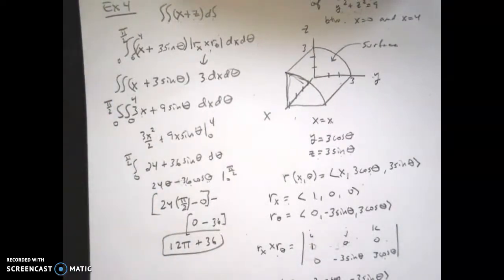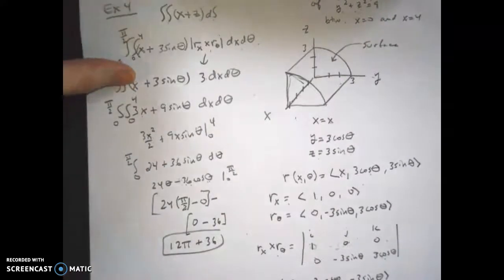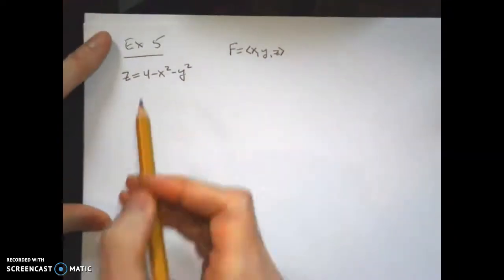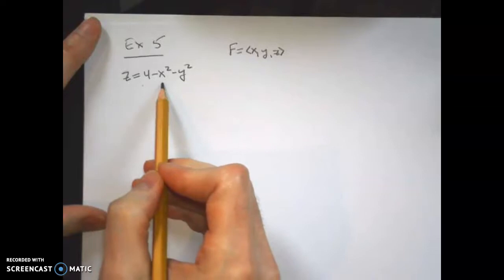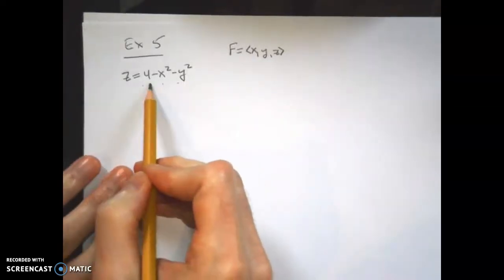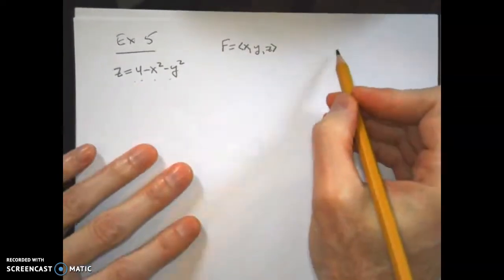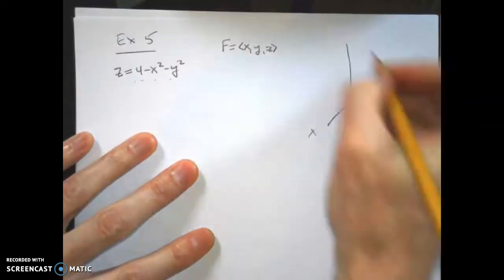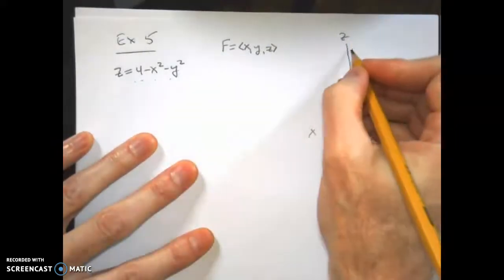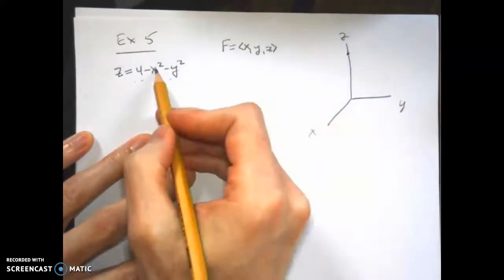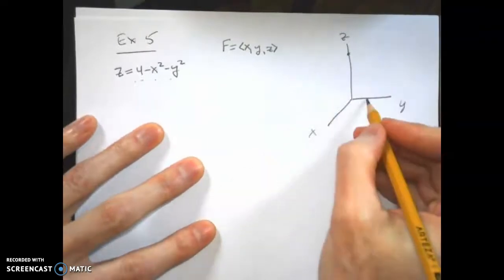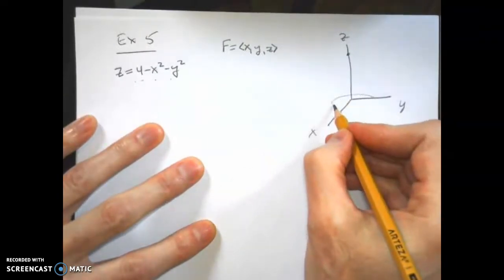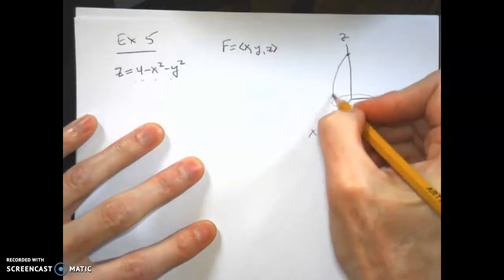Okay, so let's move on to example 5. Example 5 says we want z equals 4 minus x squared minus y squared. That's our surface, and that's a paraboloid opening down, starting at 4, and then it comes down this way, so our circle in this direction is going to be at 2.